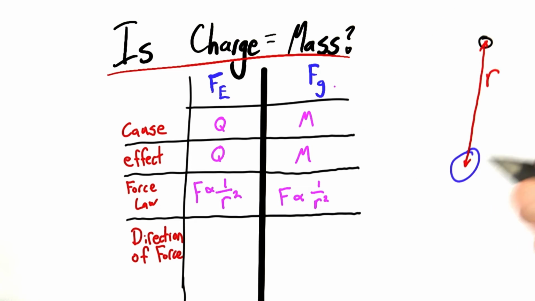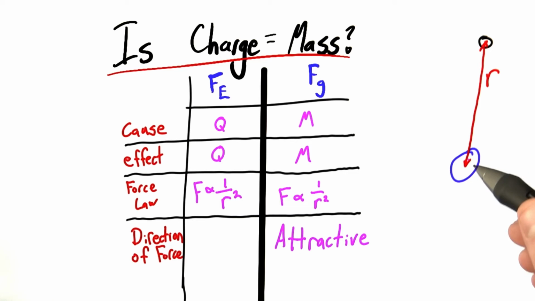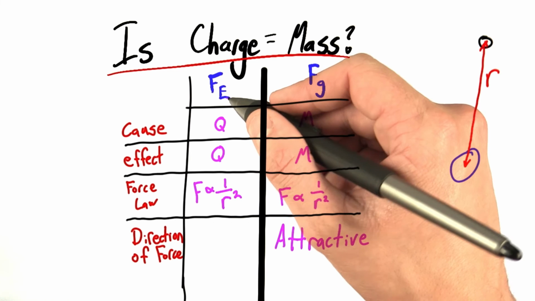What about the direction of force? Well, for gravity, objects always attract each other. In fact, it's this attraction that allows large bodies like the Earth to form, because every little tiny chunk of rock is attracted to every other little tiny chunk of rock, and together they coalesce and form this wonderful, beautiful sphere. What about with electricity?